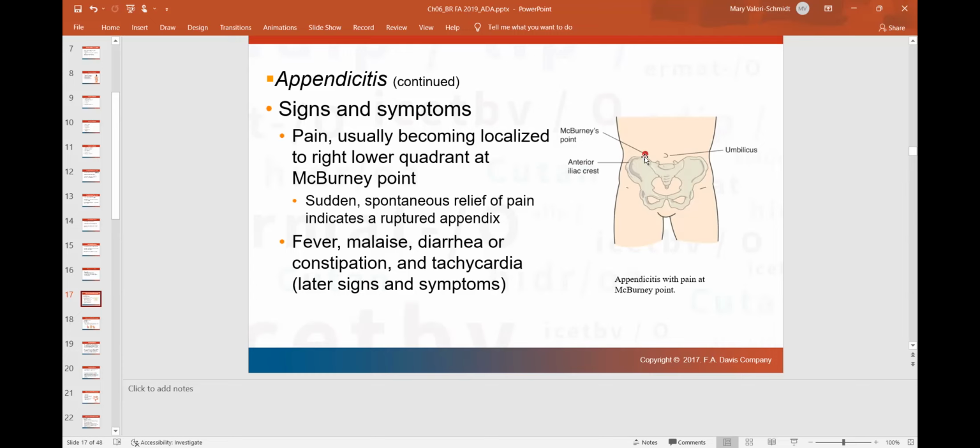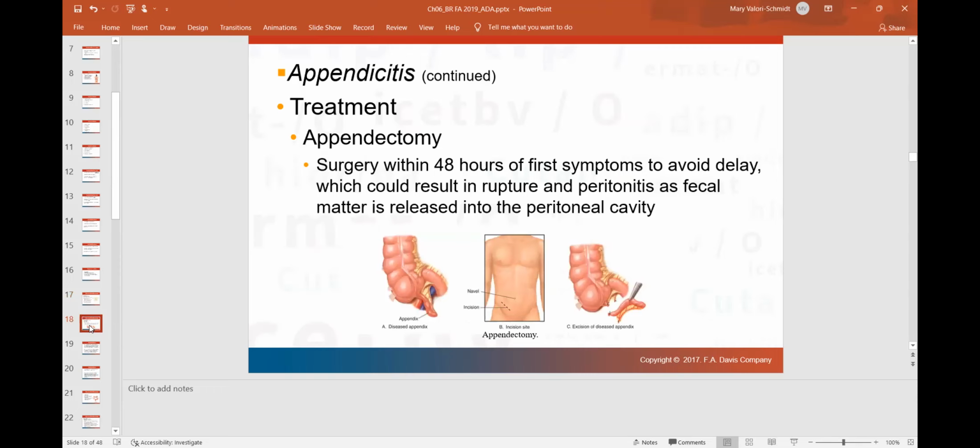And it's weird because the people that have appendicitis will get rebound pain. So in other words, when you push on it, palpate, it does not hurt. When you release the pressure, that's when they feel the pain. If they get a sudden relief of the pain, that's bad because that can be a rupture of the appendix, which can be fatal. Accompanying appendicitis, they usually have fever, malaise, they just feel lousy, diarrhea or constipation, and then tachycardia. Tachycardia is one of the later symptoms.